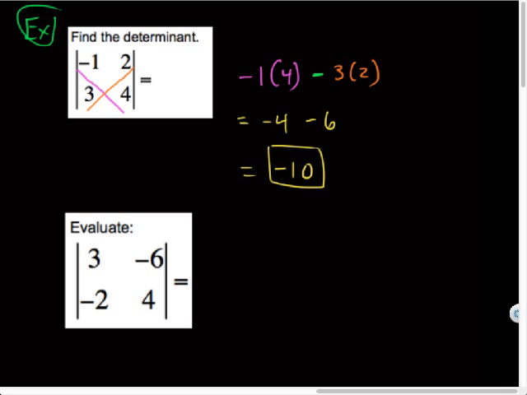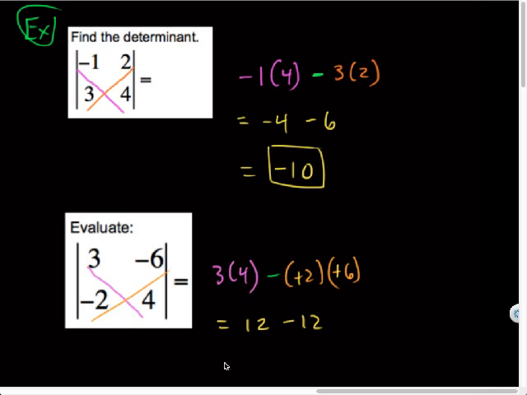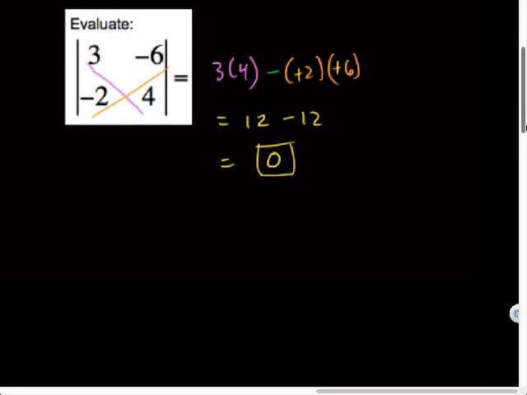So let's multiply this. So primary diagonal is 3 times 4, and I'm subtracting the product of the secondary diagonal. All right, negative 2 times negative 6. So that's going to equal 12. And let's see, am I adding or subtracting here? Negative times a negative is a positive, and then there's one minus sign still left over. So I'm subtracting 12, and I get 0. So the determinant for this problem is 0.